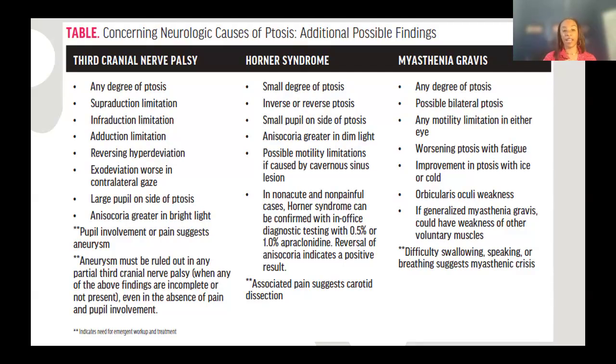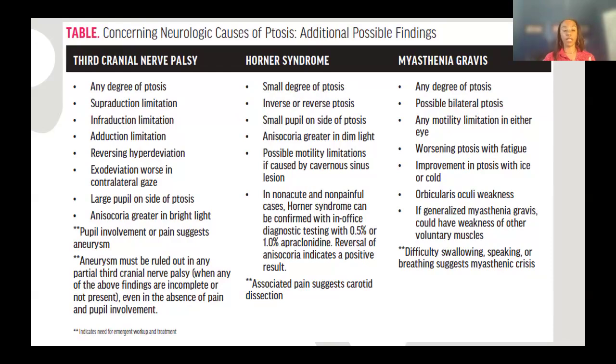Now, some of us may have apraclonidine in office. I certainly don't, but if you do, and you put a drop in, and the pupil dilates and it's no longer miotic, then we can just assume that this is not as serious of a case. Or even if you have cocaine drops in your office, again, we typically don't. Usually with ptosis, miosis, anhidrosis, we just assume that this could be a serious event and we send the patient out for further testing. And then myasthenia gravis, any degree of ptosis, it could be bilateral. The patient could have difficulty swallowing, speaking, or breathing. This would certainly indicate a myasthenic crisis. And again, this patient needs to be sent out.